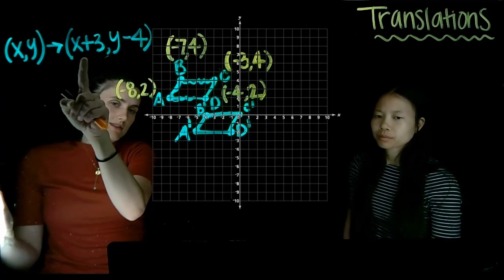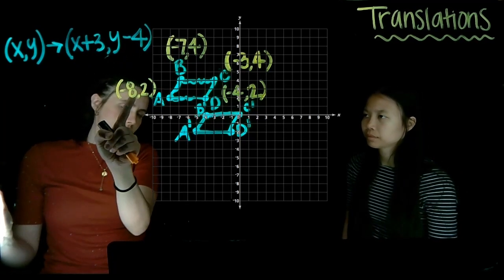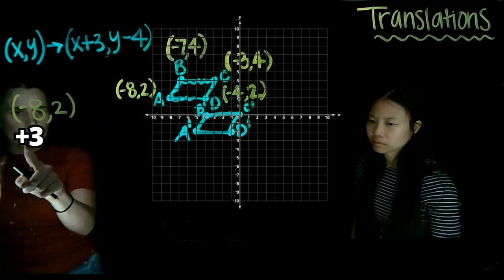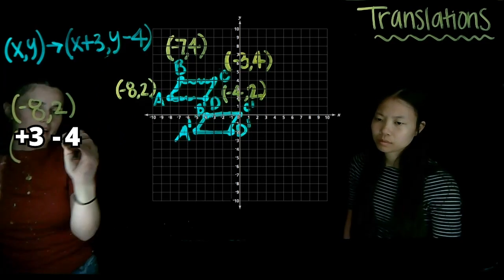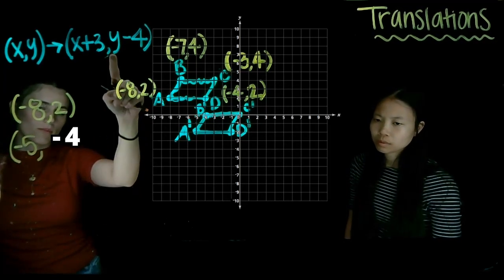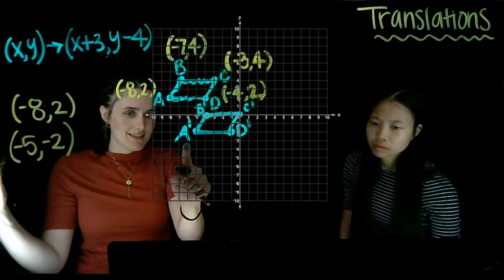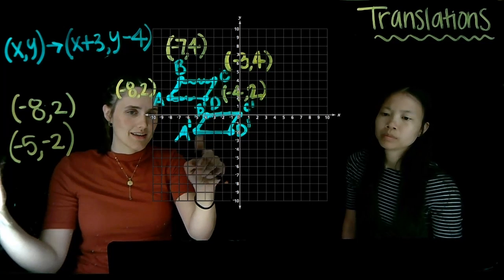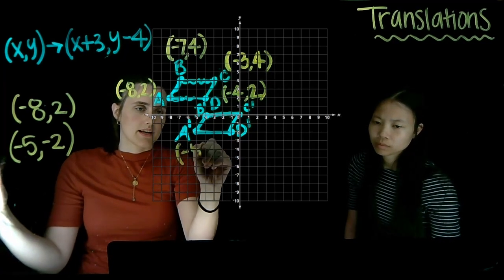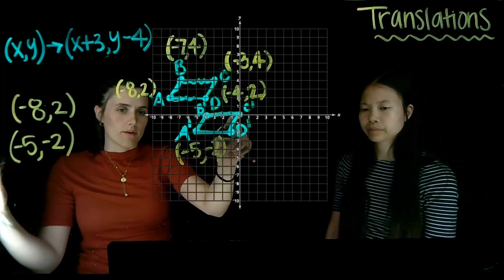So this rule tells us that we're going to change our x by adding 3 and change our y by subtracting 4. We're going to take this point here, negative 8, 2, and we are going to add 3 to our x, and we are going to subtract 4 from our y. So negative 8 plus 3 gives me negative 5, and 2 minus 4 gives me negative 2. And then if we come back over here to A prime, we can see that's exactly where this point is. It is over the negative 5 and down to negative 2. So this point right here is negative 5, negative 2. So we could do that with each of these points to figure out where they would land on the grid.